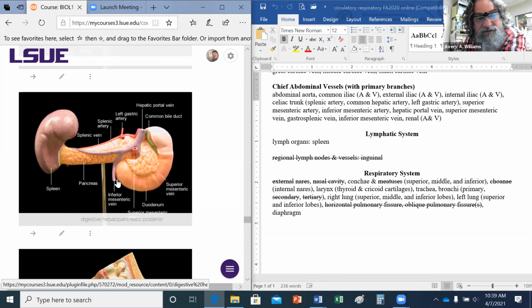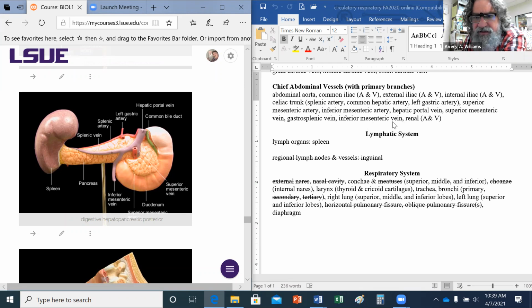Then here's the inferior mesenteric vein, which is draining the large intestine, okay? And then this is coming across as the splenic vein. These two together form the gastrosplenic. Do I have that one up here? I have gastrosplenic vein, but they don't label it. So this one and this one form the gastrosplenic. Okay, well, I might have to fix that. Anyway, there's that.